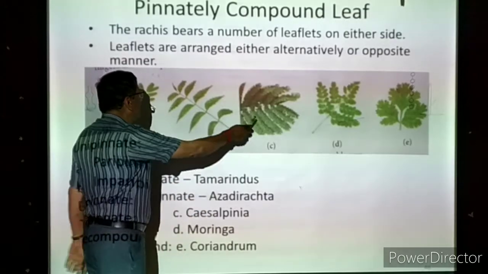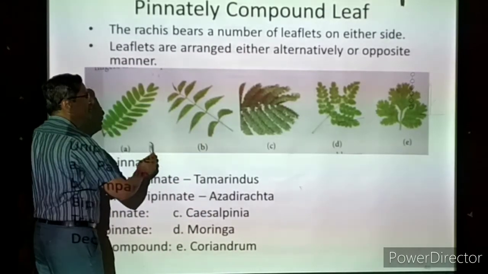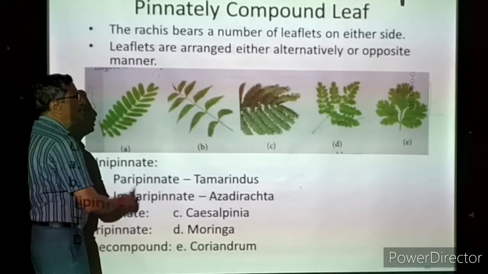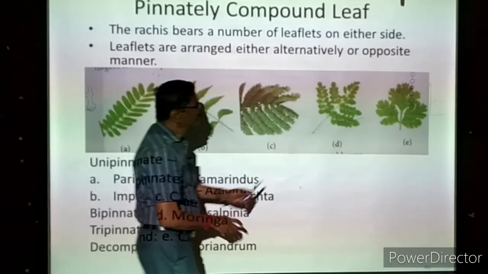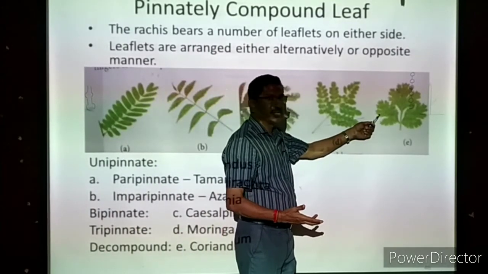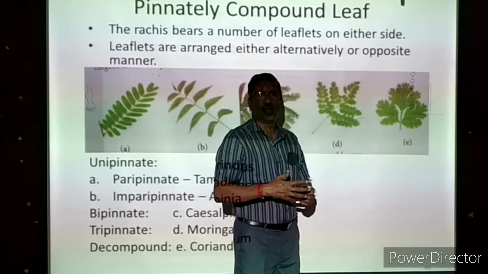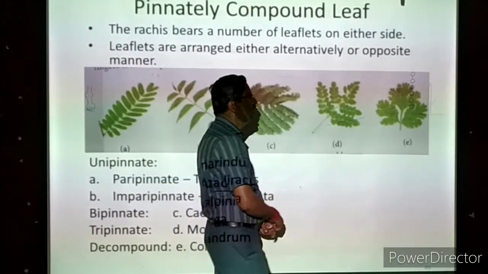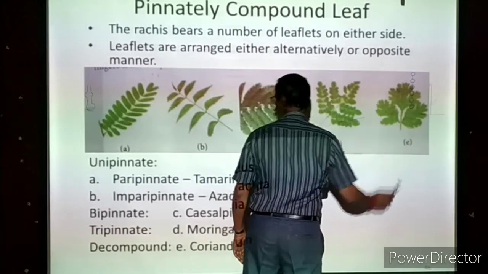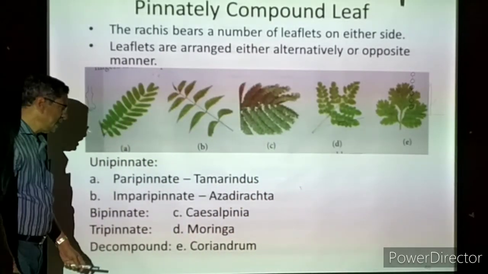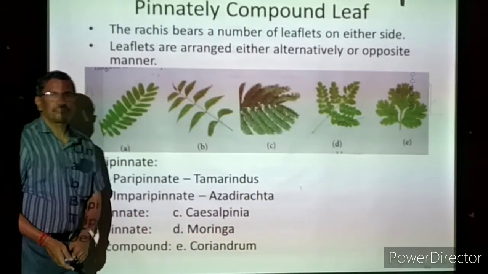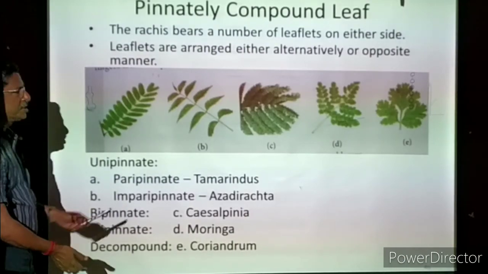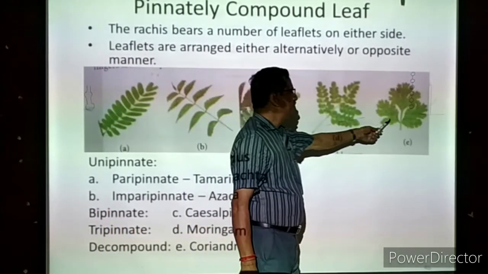If the leaflets are clearly separated, they are giving appearance like a single leaf. Okay, but leaflets they are. But here, if you take a leaflet, where the leaflet is starting, where it is ending, we don't know, because all are fused. Okay, that means they are not separated properly. That type of leaflets we can call decompound. Example, coriandrum. Okay, it is also in the vegetable shop, this coriandrum leaf which will be available.